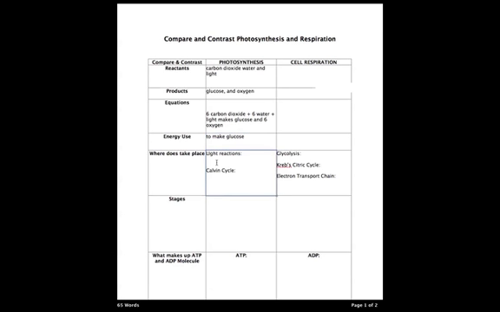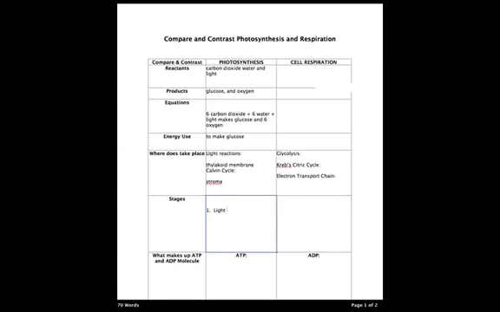Now, where do these things take place? Well, the light reaction, which we'll talk about in just a minute, takes place in the thylakoid membrane. The Calvin cycle, which is the second stage of photosynthesis, takes place in the stroma, which again is the liquid portion. There are 2 stages of photosynthesis.